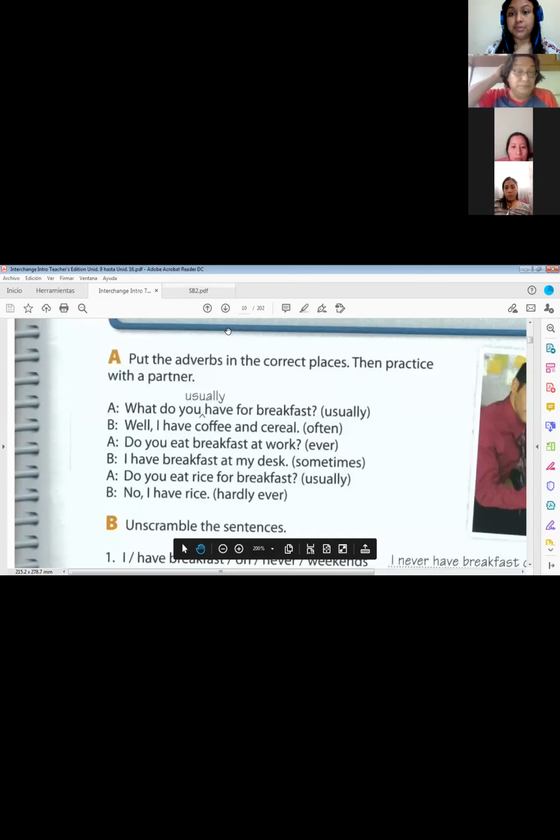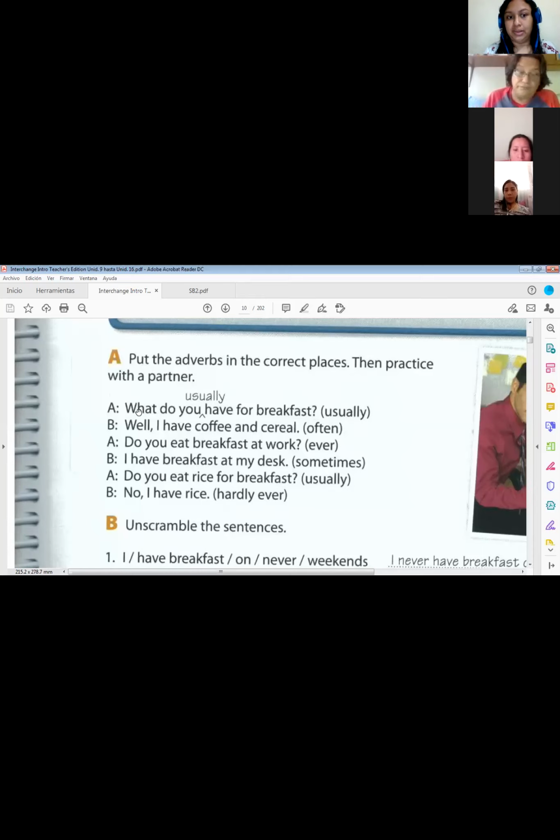Okay, instructions for the next activity. Repeat with me. Put the adverbs in the correct places. In the correct places. Then practice with a partner.